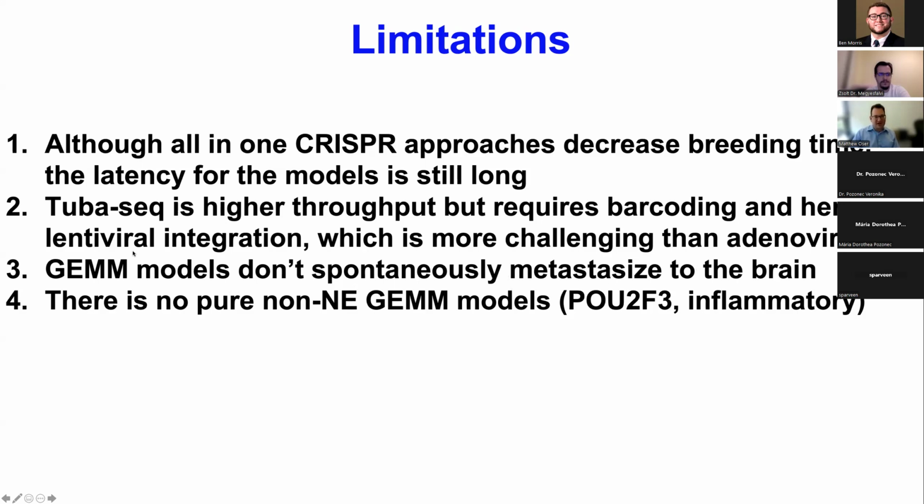I think this is actually quite an interesting question. I think the Sage lab has done some work on it, but really no one has been able to identify models that spontaneously metastasize to the brain. And then, as I mentioned, we know a lot about small cell transcriptional diversity now, but there are really no good POU2F3 or inflammatory genetically engineered mouse models that we can use at this point.